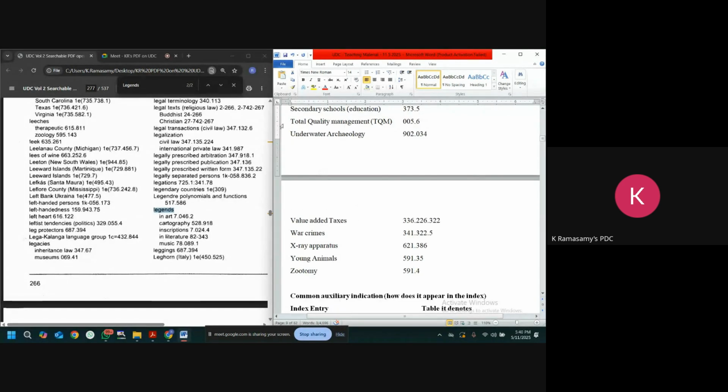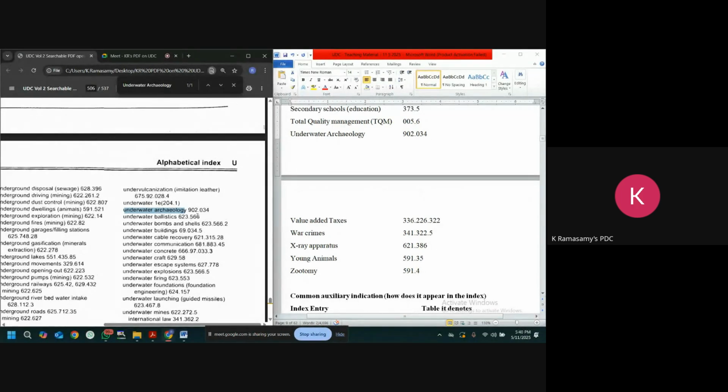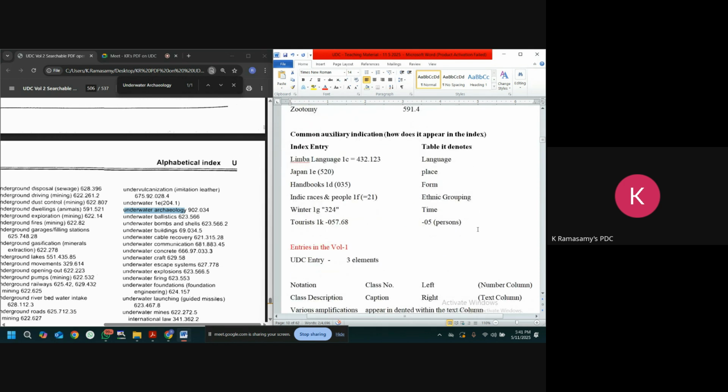And maybe the last one I'll try for is underwater archaeology. There's a book on underwater archaeology. I go to the index and search for the term underwater archaeology. It will take you directly there. 902.034. Fine. So this way, numbers for simple subjects can be straight away found out using the alphabetical index. Very simple. Control F, you get a search box, you type the keyword, it will take you there, you get the number. Very simple. The 9 stands for geography, history, and biography, and this is a plain UDC number.